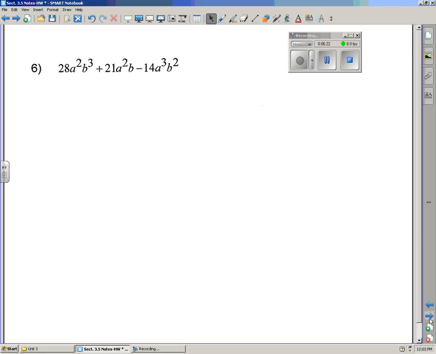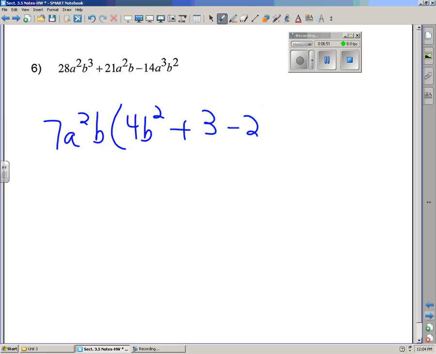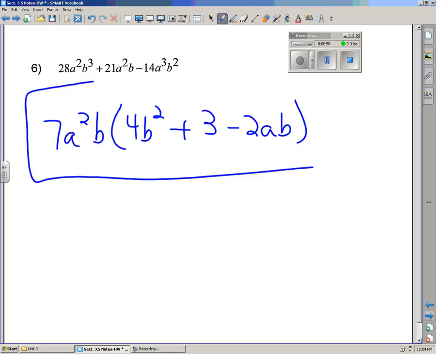Last one. In terms of the numbers, I'm going to be able to pull out a 7. The smallest power of a that's common is a squared. The smallest power of b that's common is b. So 7a squared b outside of a parenthesis. How do I get back to the beginning? I need to multiply by 4b squared to get 28a squared b cubed. Then you need to multiply by positive 3 because that gets you 21a squared b. And then you're going to multiply by negative 2ab because that gets you back to negative 14a cubed b squared. And that is it.